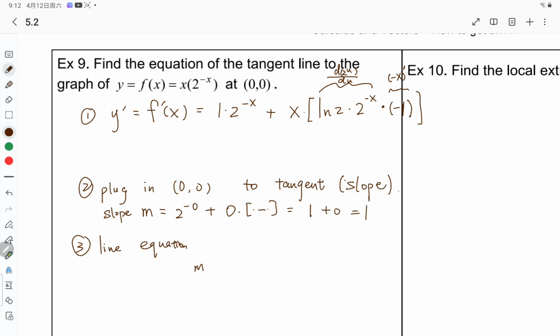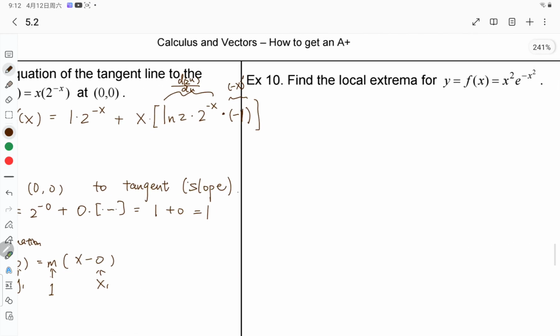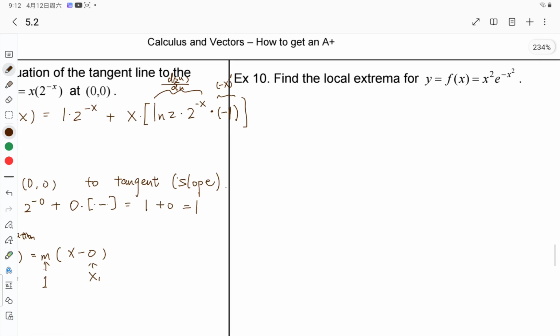And then you can have the point-slope equation, m times x minus 0 equals y minus 0, okay? Because 0, 0 is our x1 and y1, and this m is 1. Yeah. And the local extrema, okay? So this is again, I haven't checked your homework yet. But it's a similar old trick.